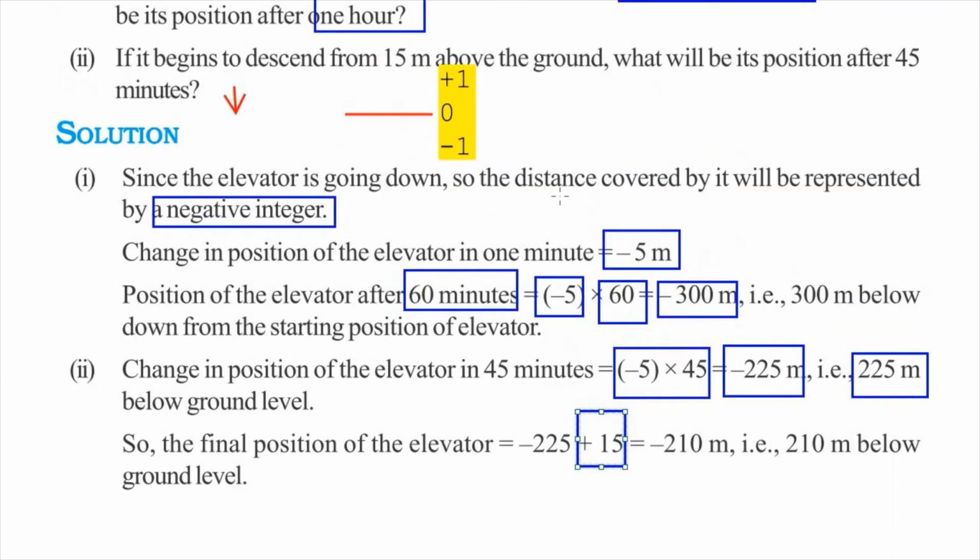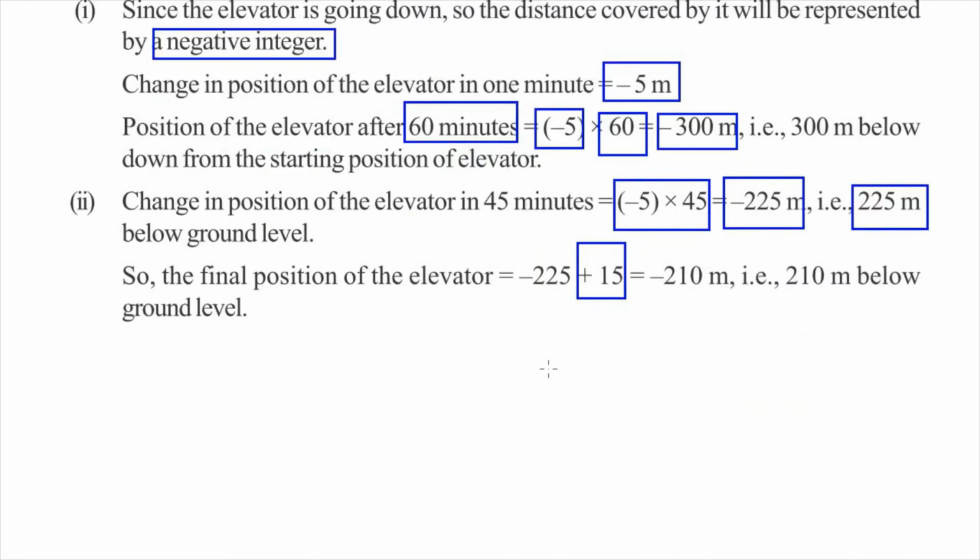This is because it is starting at 15 meters above the ground, and whatever is above the ground is represented by positive integers. So to find the final position, we need to find the sum of its change in position, that is minus 225, and its initial position, that is plus 15. So we get the answer as minus 210 meters, that is, it is 210 meters below the ground level.